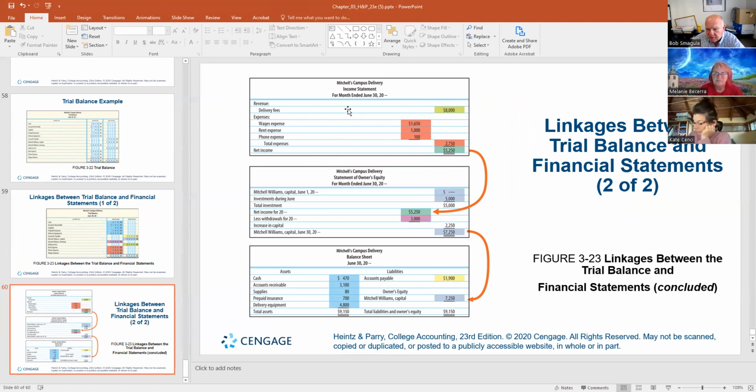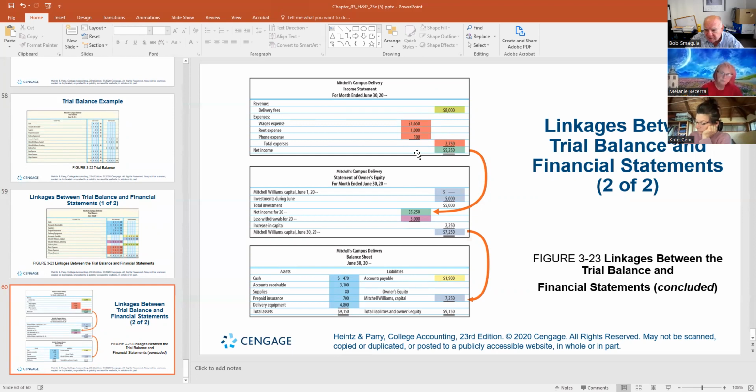Look at the income statement. We brought the 8,000 over, and we brought those three expenses over. And we set it up in a nice format: Mitchell's Campus Delivery income statement for the month ended. And it should say for the month ended, or for the month of, or the month ending. It's got to say something like that, because these are cumulative numbers and not a point in time. So he had 8,000 in revenue. We add up his expenses, which came to 2,750. He earned a very nice profit of $5,250. Okay.